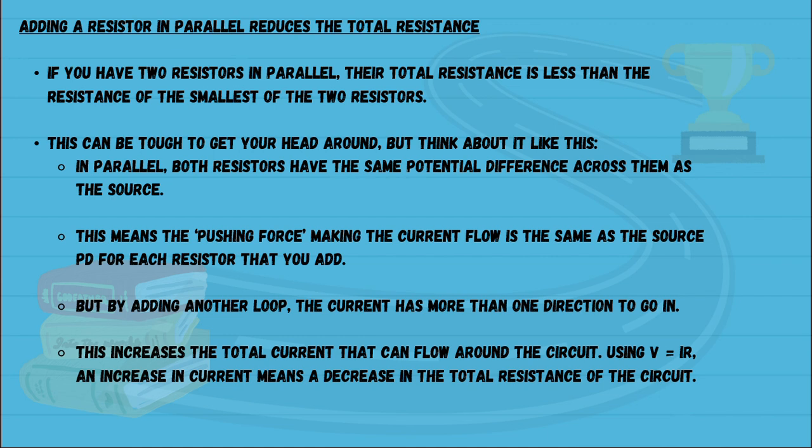In parallel, both resistors have the same potential difference across them as the source. This means the pushing force making the current flow is the same as the source PD for each resistor that you add. But by adding another loop, the current has more than one direction to go in. This increases the total current that can flow around the circuit. Using V is equal to IR, an increase in current means a decrease in the total resistance of the circuit.